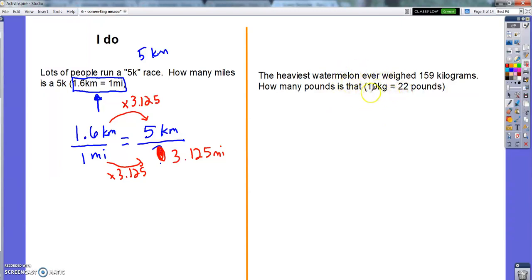All right, so not always do they give you a unit rate. I want to do another one, but I'm not going to give you a unit rate. I'm going to give you just a really good, accurate ratio. So the heaviest watermelon ever, and I did look this up, weighed 159 kilograms. That's the Guinness Book of World Records watermelon. How many pounds is that?